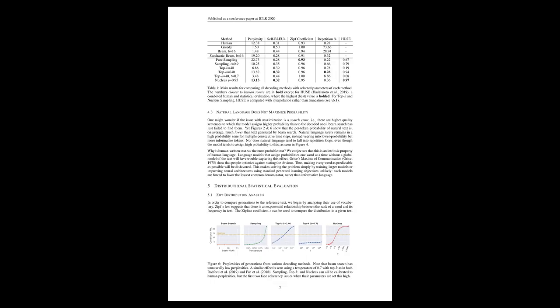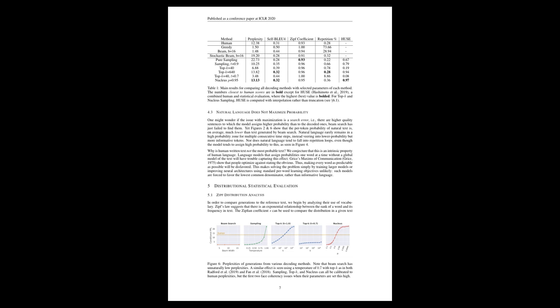The text is an excerpt from a paper discussing different methods of text generation. It provides a comparison of various text decoding methods based on metrics such as perplexity, self-BLEU4, Zipf coefficient, repetition percentage, and HUSE, a combined human and statistical evaluation. The table shows how these methods fare against the benchmark of human-generated text, with the closest to human performance being highlighted in bold.